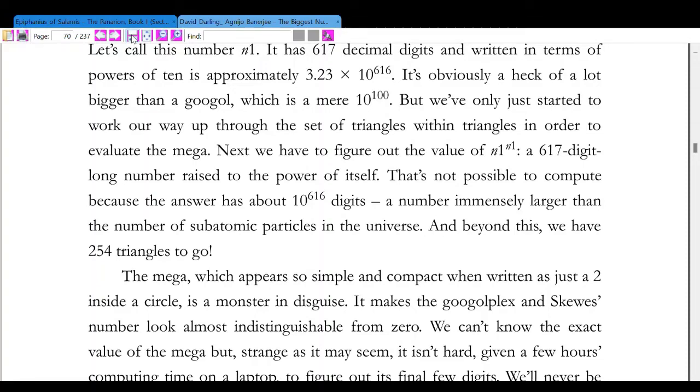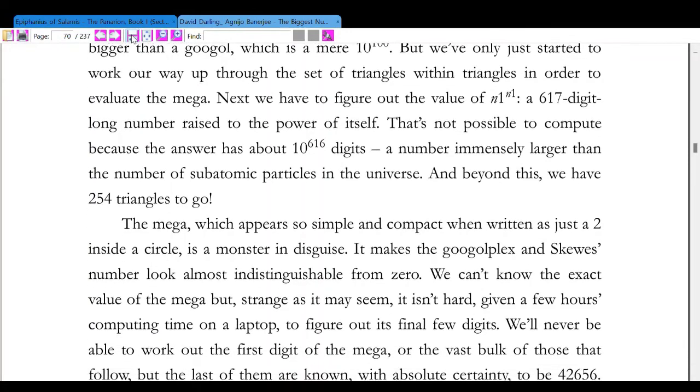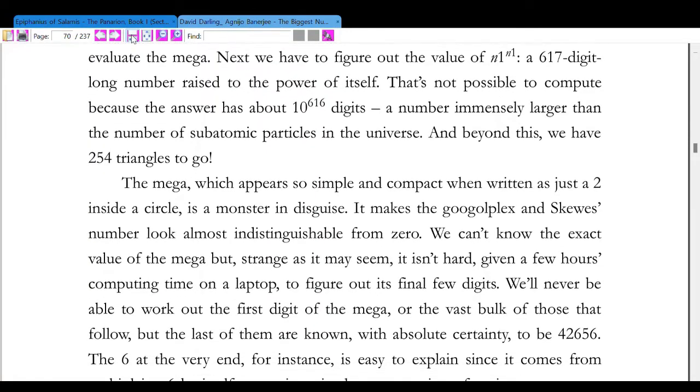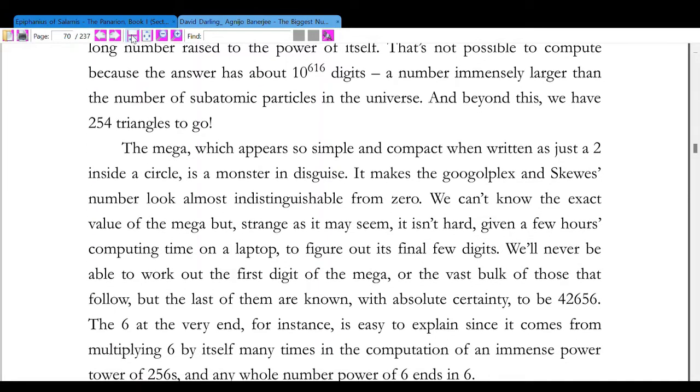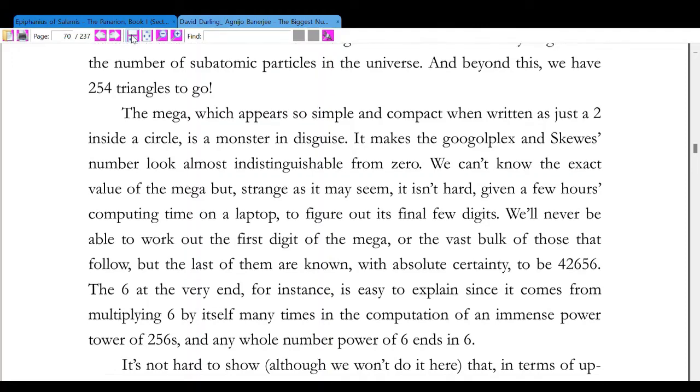Next, we have to figure out the value of a 617-digit long number raised to the power of itself. That's not possible to compute because the answer has about 10 to the 616 digits, a number immensely larger than the number of subatomic particles in the universe. And beyond this, we have 254 triangles to go.